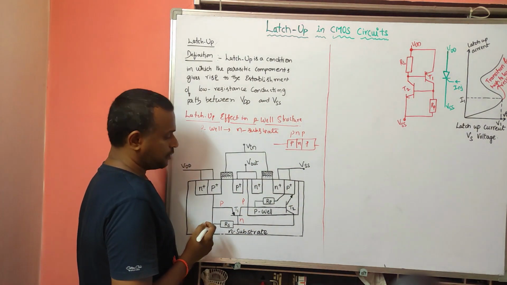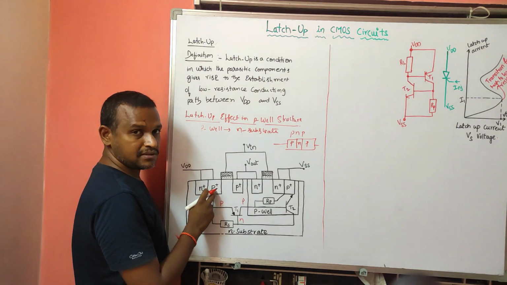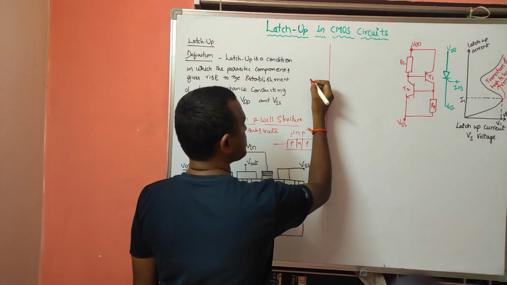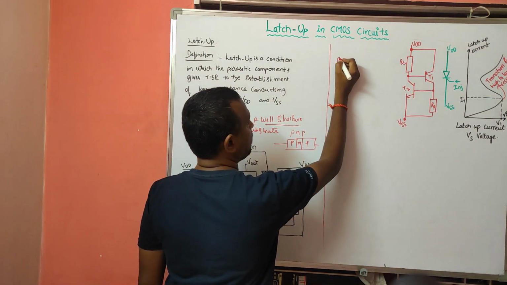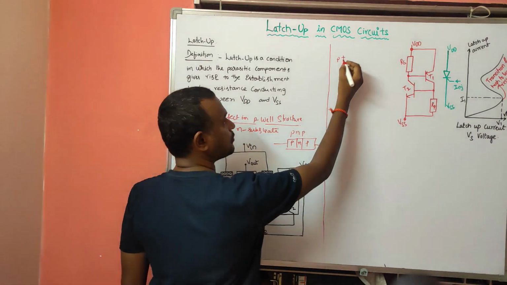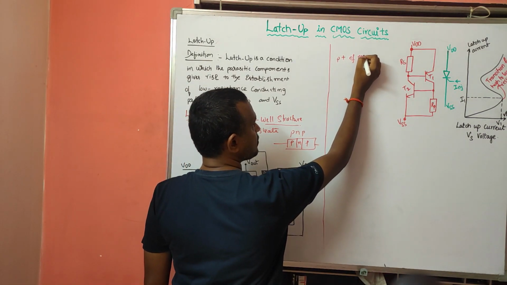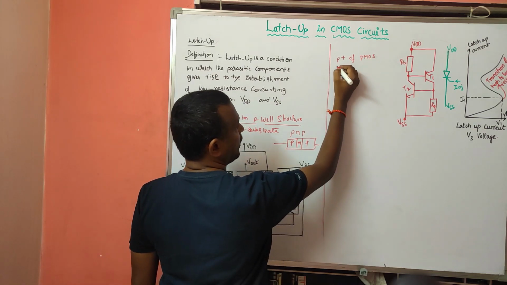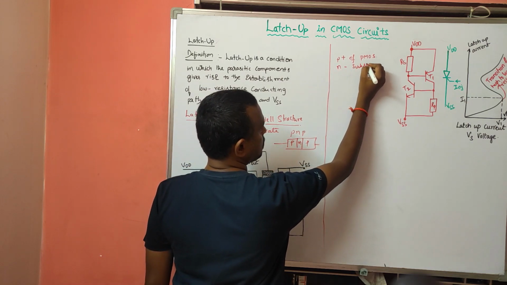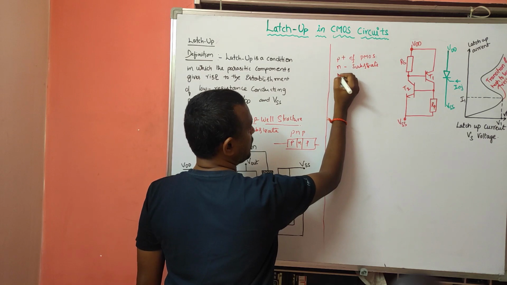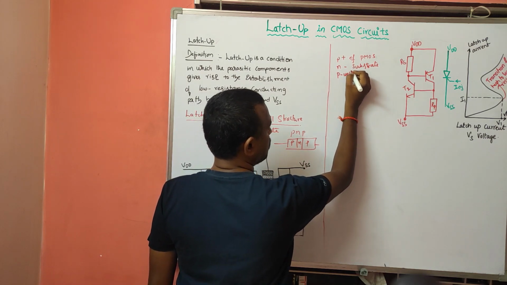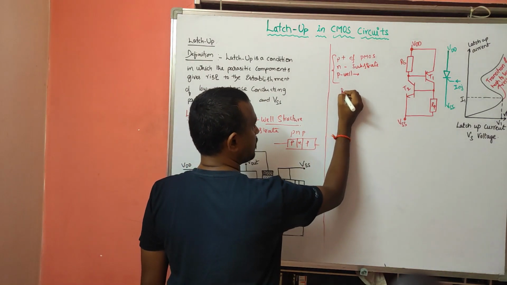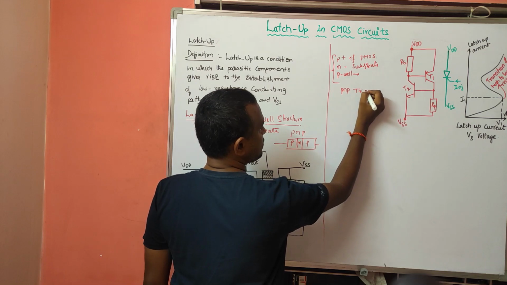Okay, so here the transistor is formed between the P plus of the PMOS transistor, the N substrate, and the P-well. These three will form the PNP transistor here.